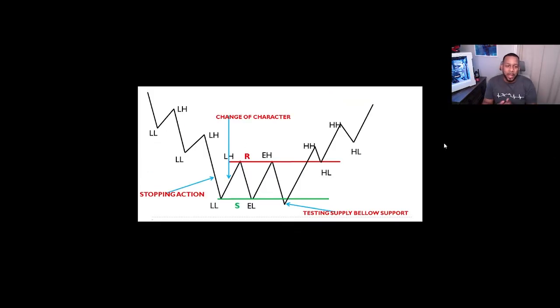So when I talk about changing of character, you see here we have a downward trend, or what they call a bearish trend, where we have the lower low and the lower high, preceded by another lower low and another lower high, and each time it's breaking structure to a point where, with the lower low and the lower high, it starts meeting resistance, and you have your support at that point.